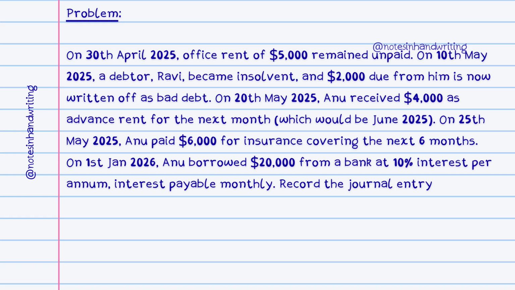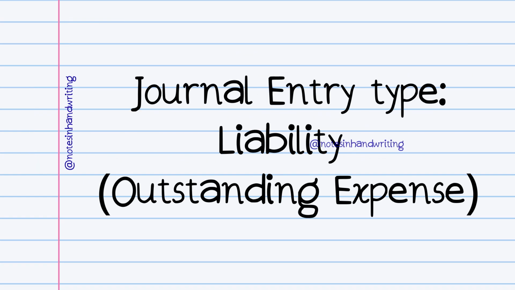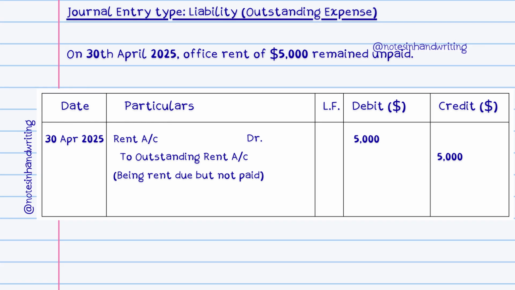Record the journal entry. Starting with the first entry type, that is outstanding expense liability. On 30th April, office rent remained unpaid. We have the following journal entry. The accounts involved are rent account and outstanding rent account.